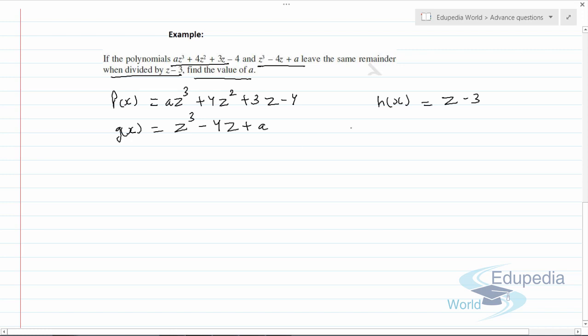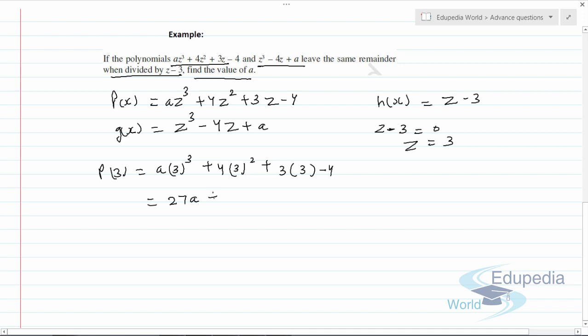So we'll use the remainder theorem. The remainder theorem says that we should equate this to 0, so the value of z is 3. So we put p of 3, what we get is a into 3 raised to power 3 plus 4 into 3 square plus 3 into 3 minus 4. What we get is 27a plus 36 plus 9 minus 4. So this is our first equation.